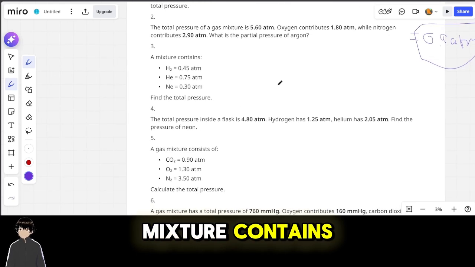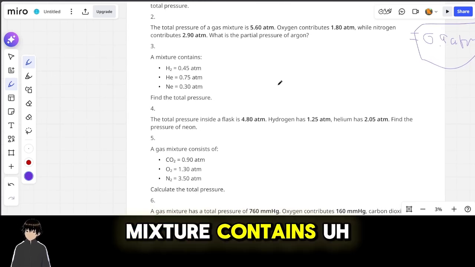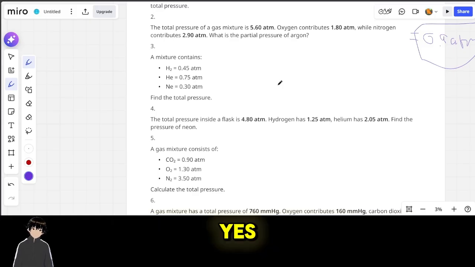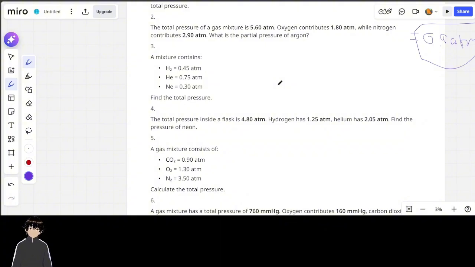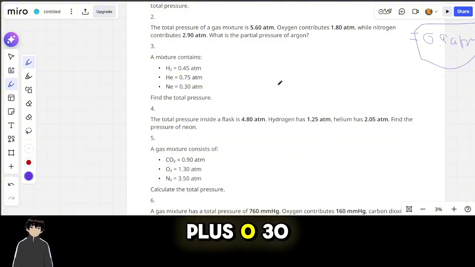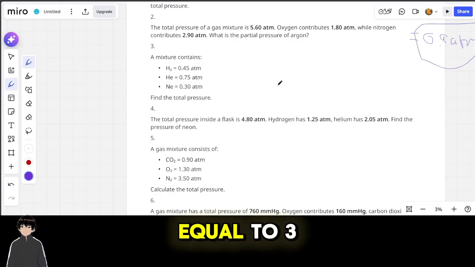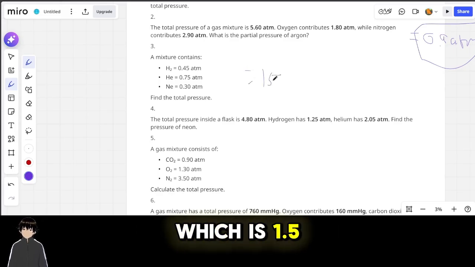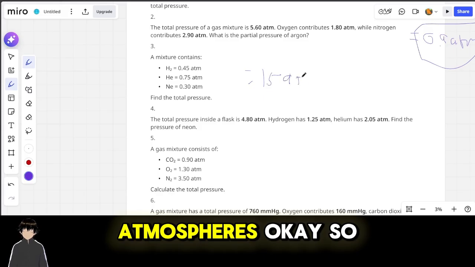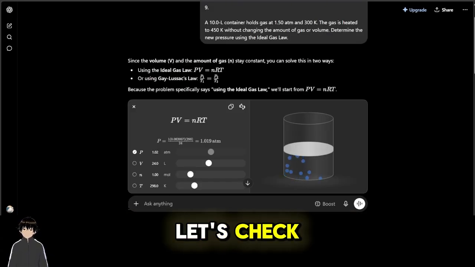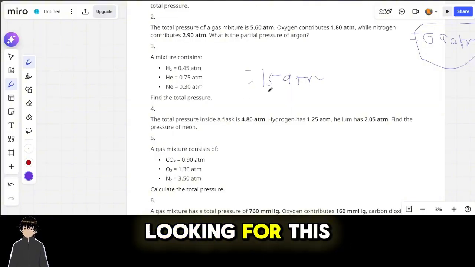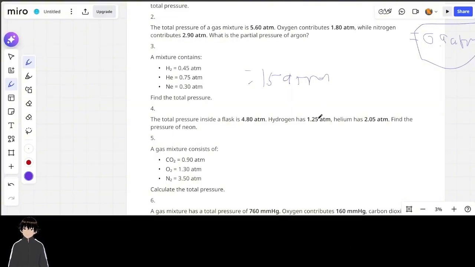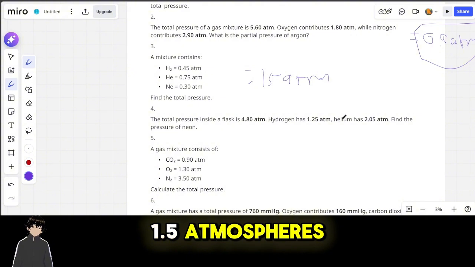And this mixture contains, yeah, so we just have to add everything. 0.45 plus 0.75 plus 0.30. That's going to equal 3/2, which is 1.5 atmospheres. Okay, so let's check what we're looking for. This 1.5, yeah. 1.5 atmospheres.